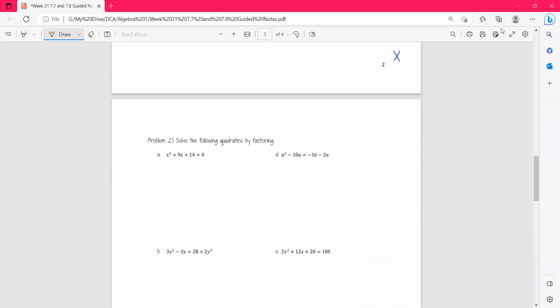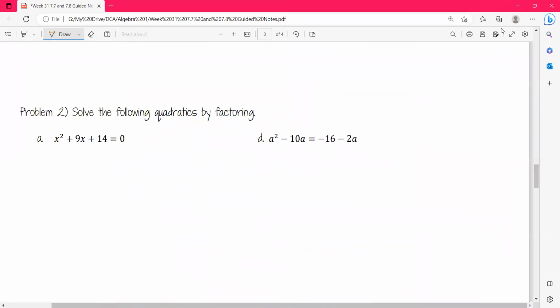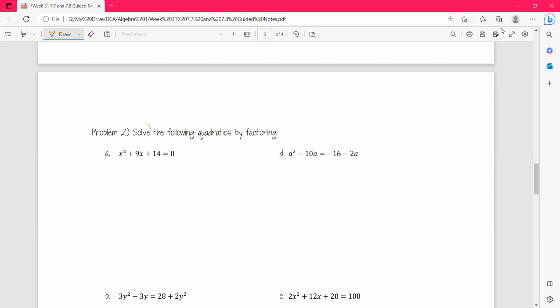Okay, so problem 2. Why these are different is because now we're saying to solve. So when it says solve, we are looking for a solution, or remember we learned that's another word for root. We can have many solutions. In fact, we'll probably have 2 solutions a lot of the times. 1 is possible and 0 is possible as well. And what we're going to be doing is solving them by factoring.